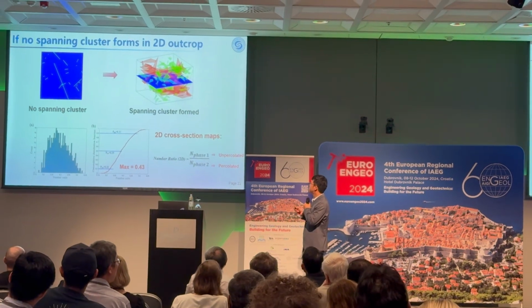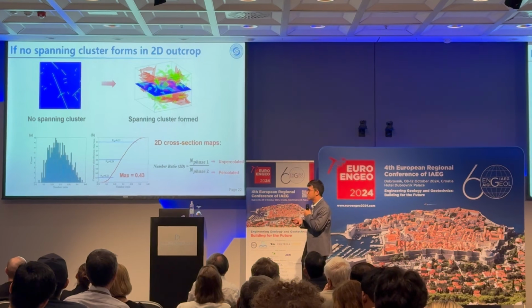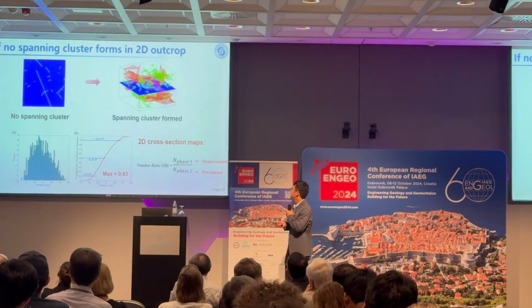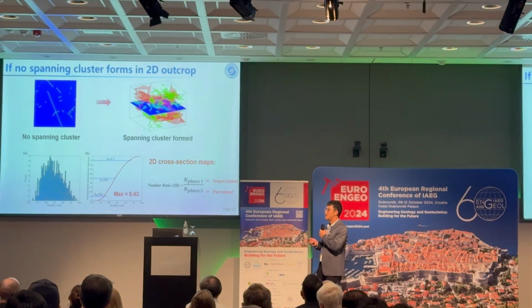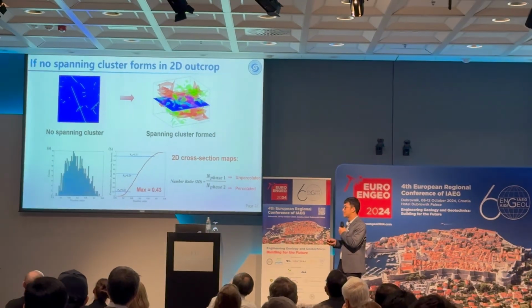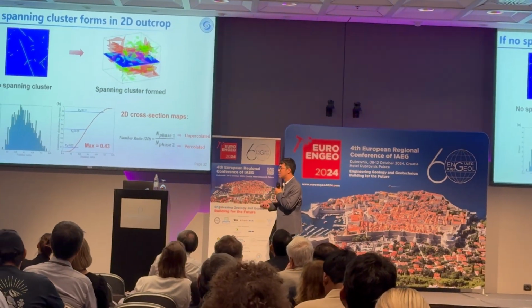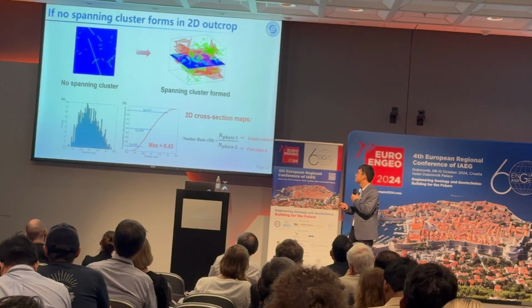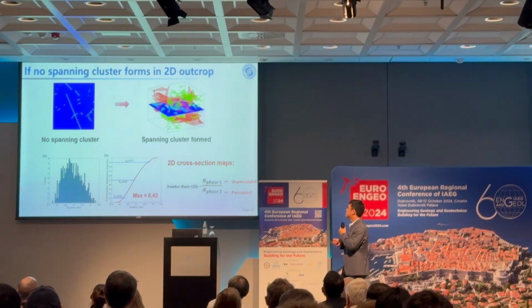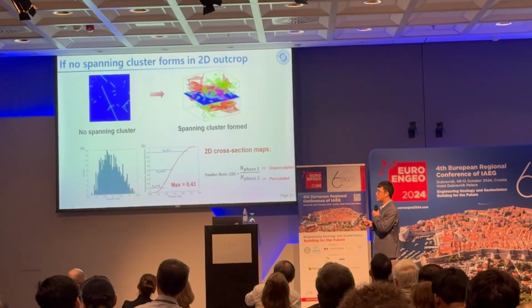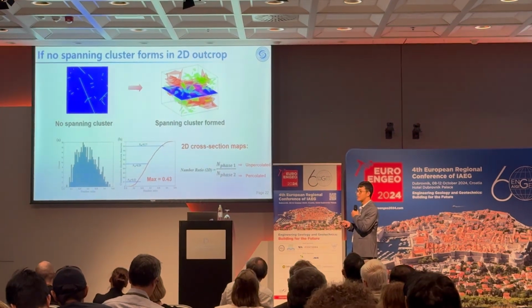If there is no spanning cluster formed in the outcrops, like phase 1, as you can see here, there's no spanning cluster on the outcrops, but there is already a spanning cluster formed in the 3D fracture networks. So it means even if you see that the fractures are very sparse on the surface, it doesn't mean that the subsurface fracture networks are also sparse. If the fracture intensity is large enough, then there's still a possibility that the spanning cluster can be formed in 3D. So how can we find this criterion?